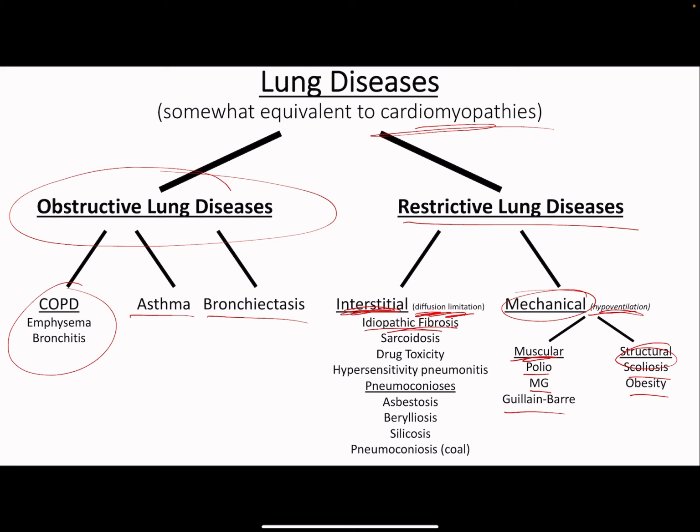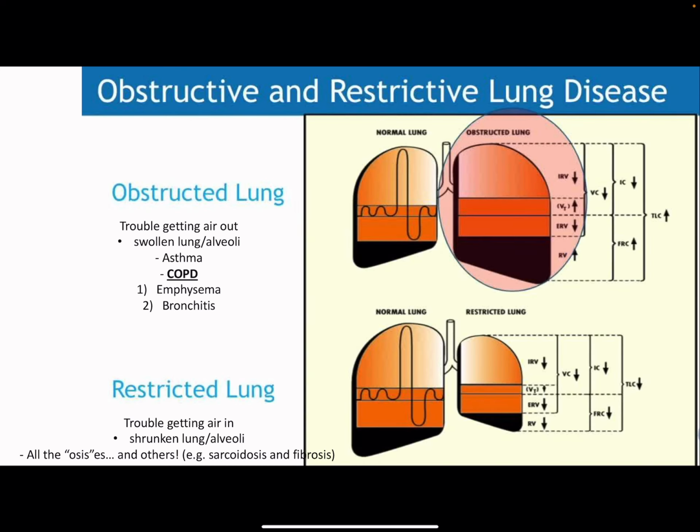Idiopathic pulmonary fibrosis is sort of a shrug of the shoulders. Just fibrosis happens as you get older for whatever reason. Sarcoidosis, drug toxicity, largely chemotherapies, busulfan and bleomycin. Then we have hypersensitivity pneumonitis. And then the pneumoconioses, which are really just when people inhale different types of dust. Asbestosis, berylliosis, silicosis, and then coal workers' pneumoconiosis, which is really just the name of the overall category here.